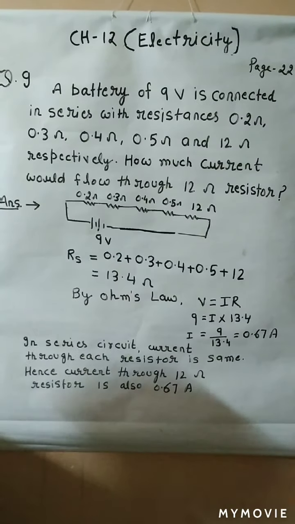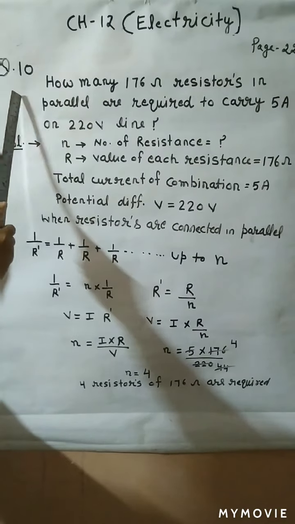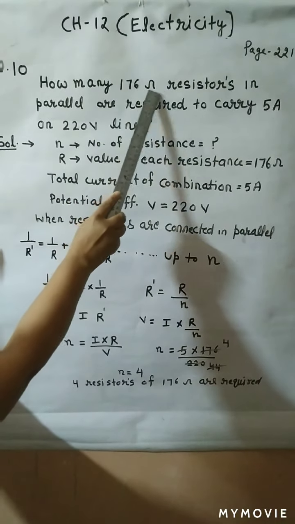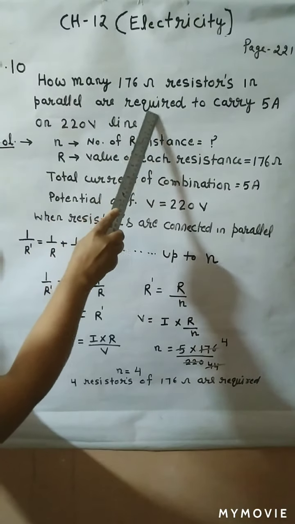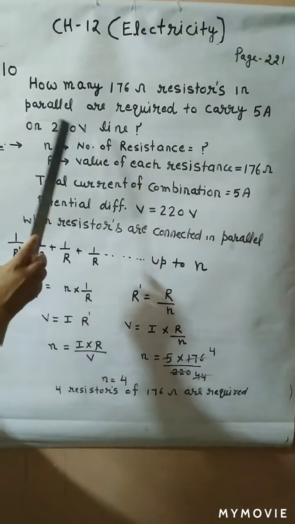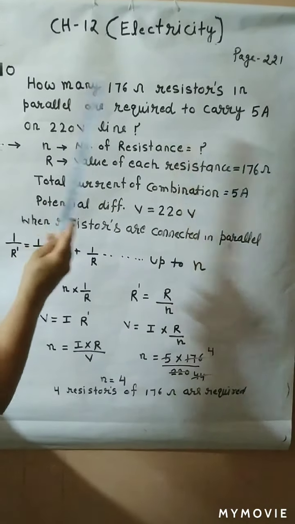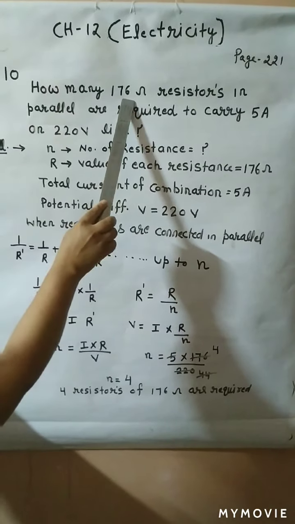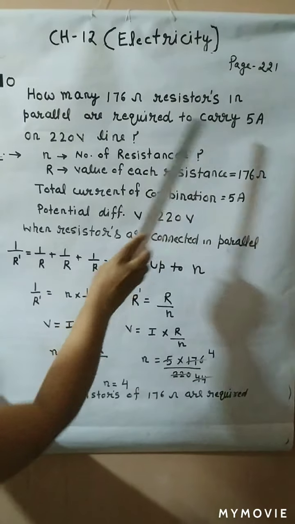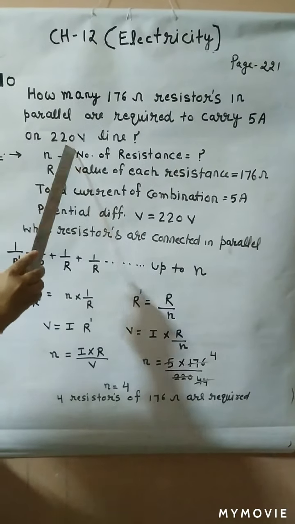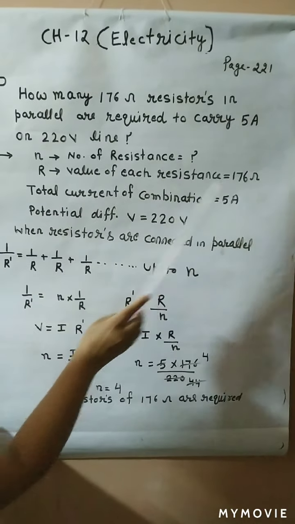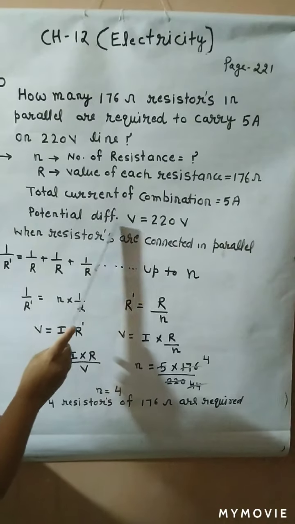So like this you have to do this numerical. So let's do the next numerical. This is the next question on page 221, question number 10. How many 176 ohm resistors in parallel are required to carry 5 ampere on a 220 volt line? What does it mean? Number of resistors is to be calculated. And what is the value of each resistor? 176 ohm. And when they are connected in parallel, how much current are they drawing? 5 ampere when operated on a 220 volt potential line. So the number of resistors we have to calculate. The value of each resistance is given, 176 ohm. Total current is 5 ampere. What is the potential difference?